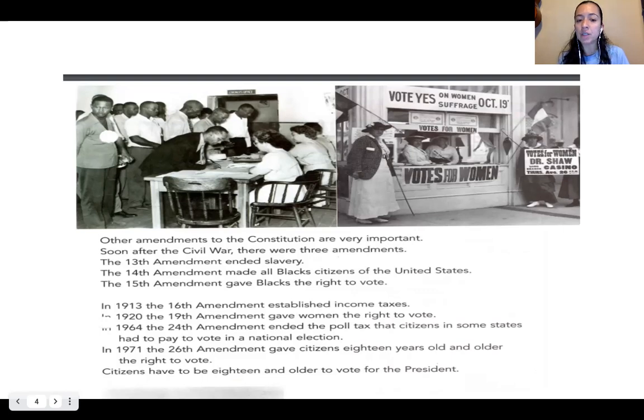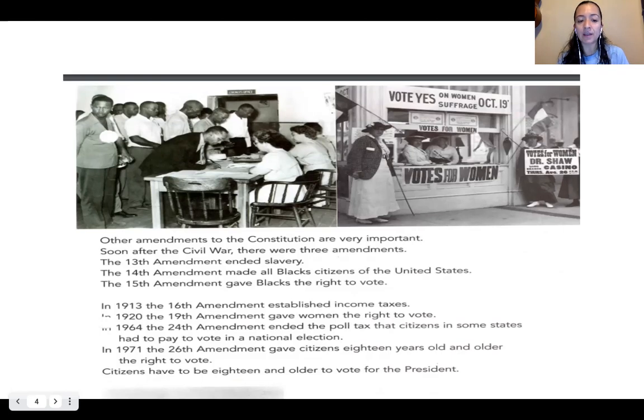Soon after the Civil War, there were 3 amendments. The 13th Amendment ended slavery. The 14th Amendment made all Blacks citizens of the United States. The 15th Amendment gave Blacks the right to vote.